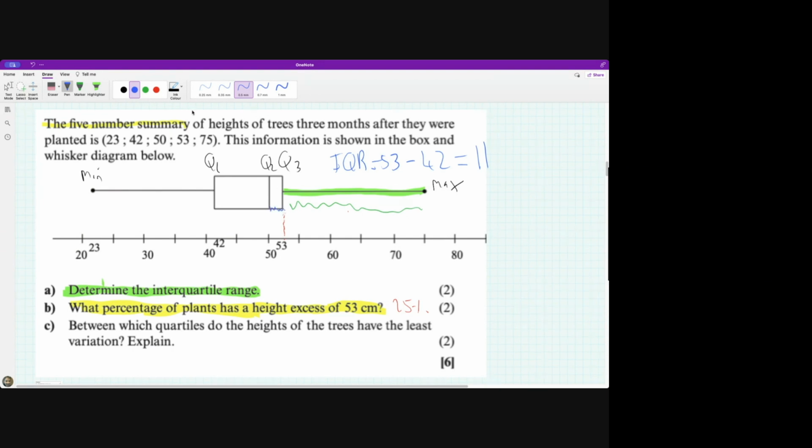Let me use a different color. Then another 25% sits over here, and then the lowest 25% sits over here. So between the minimum and the first quartile, there's 25%, 25%, 25%. And then since we only want those trees above 53 centimeters, this region here is what percentage has a height above or in excess? It's going to be 25% of the plants.